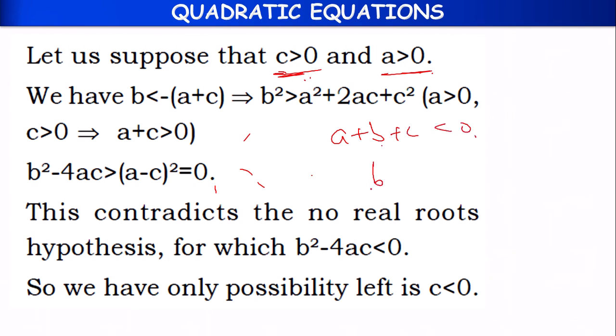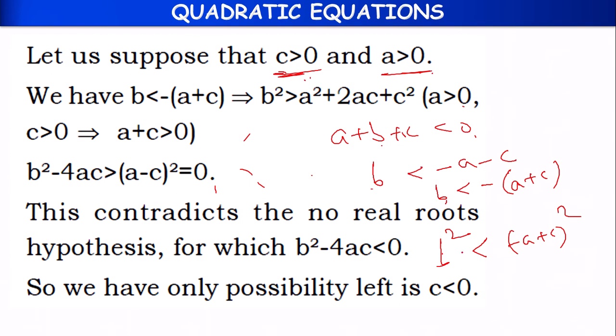So let's keep B on the left hand side. If we send A to that side, it will become minus A, and C that side, minus C. So B less than minus of A plus C. If we square on both sides, B square less than minus of A plus C whole square. Minus square will become plus. A plus C whole square means A square plus C square plus 2AC.